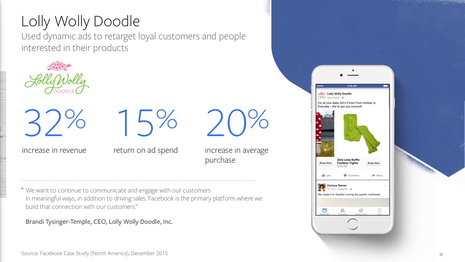And with Facebook conversion tracking from the Facebook pixel, as well as dynamic ads, Lolly Wally Doodle was able to automatically achieve results such as a 32% increase in revenue, a 15% return on ad spend, and an increase in their average purchase order. The company chose to use the carousel ad format to feature multiple products simultaneously, linking out to the corresponding product pages on their company website according to the products that were served in the ads.